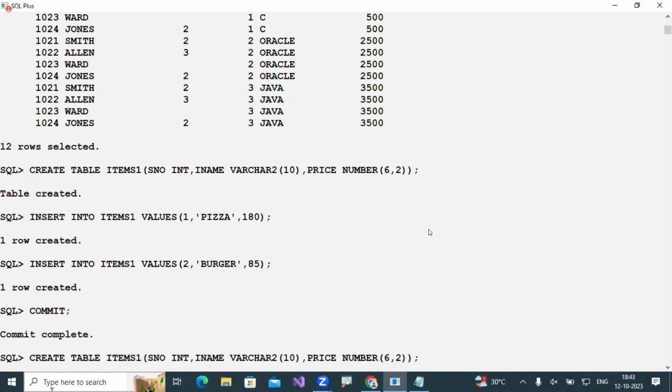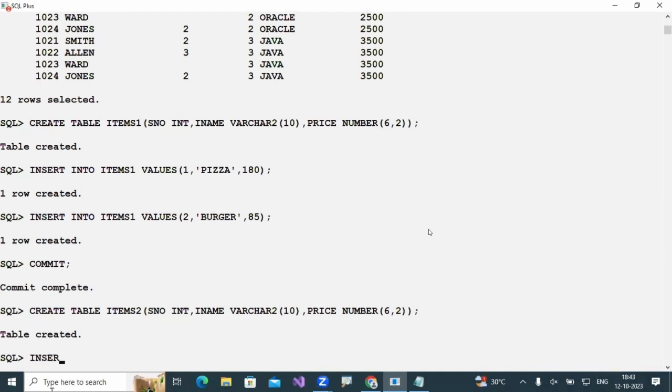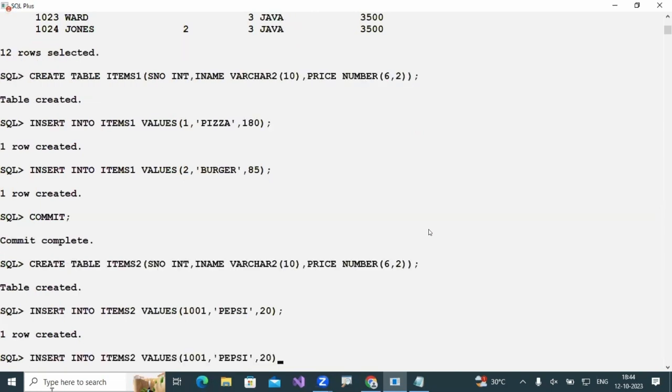And the same way I have to design one more table. So that we call table items number 2. And here also I'm going to insert values. So there is 1001, the item name is Pepsi, okay, it's 20 rupees. And the next one we call here 2.